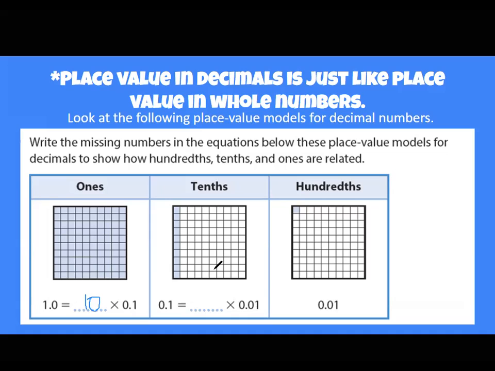Next, we have our tenths. So here is 1/10, and 1/10 equals blank times 1/100. So here are our hundredths. Here's 1/100. How many of these hundredths does it take to make 1/10? Well, it's going to take 10 of them. We have to fill up this entire column, and there are 10 in one column. So that shows us that 10 times 1/100 equals 1/10. And then here is our hundredth.